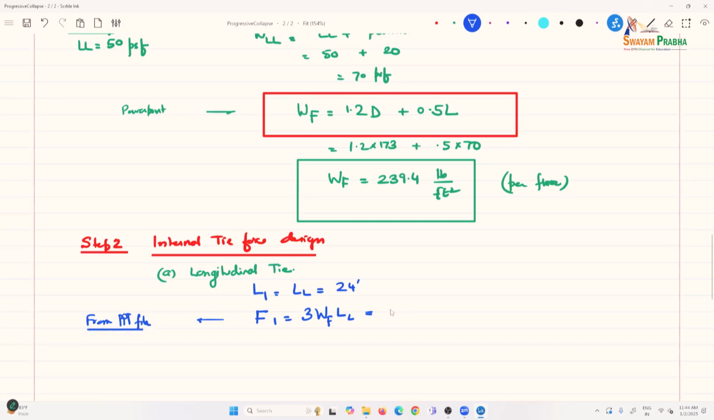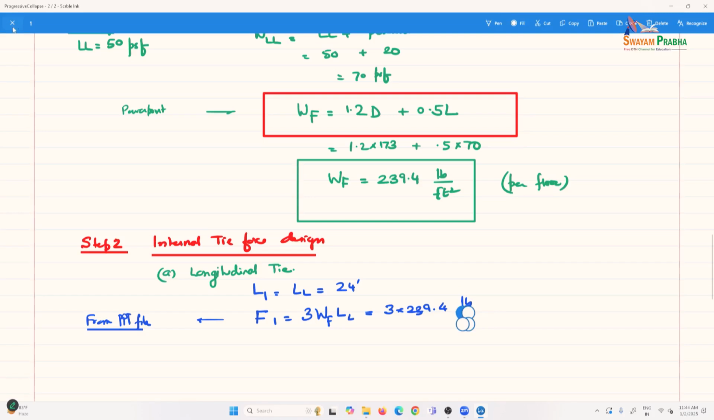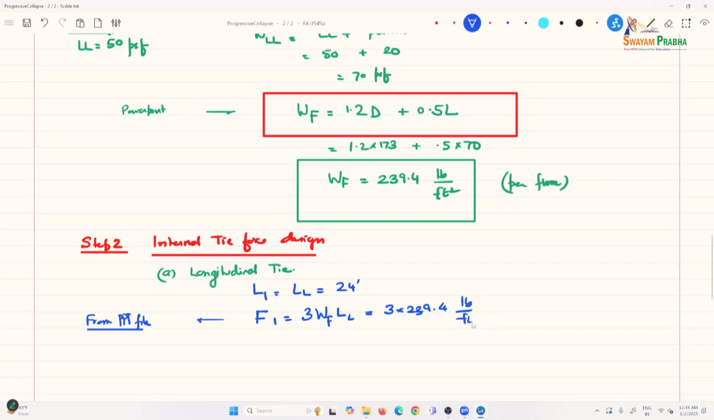So, 3 WF LL is 3 times 239.4 pounds per square foot multiplied by 24 feet. So, it comes to 17.23 kips per foot.